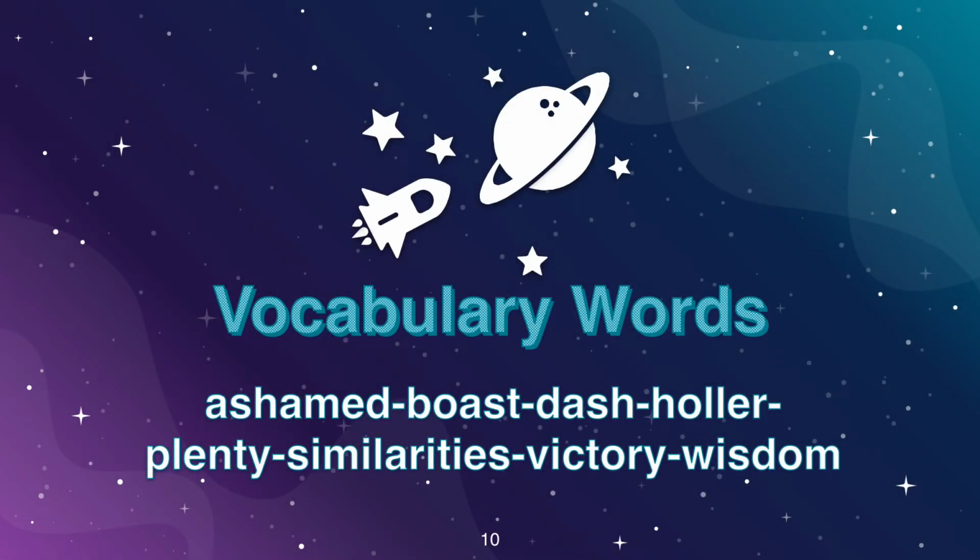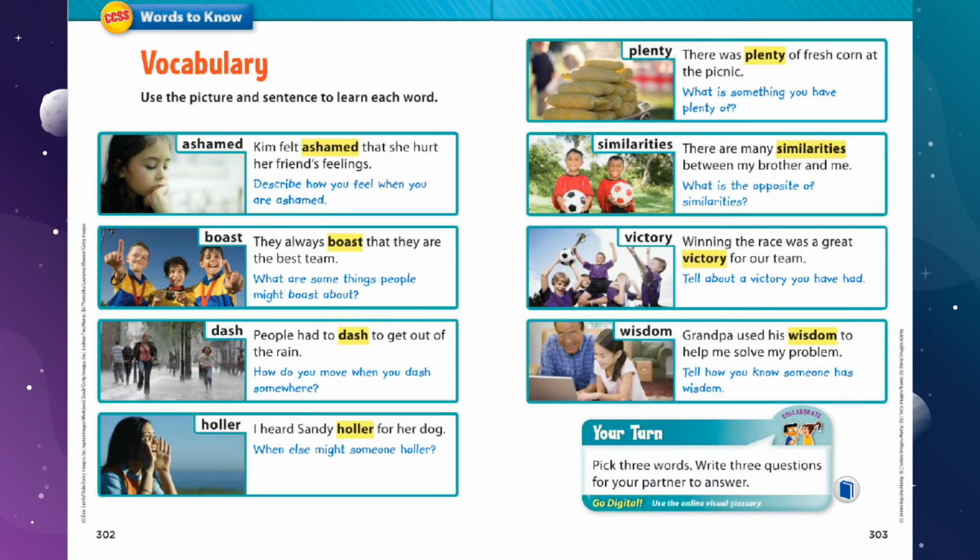Okay, everyone, so we're still in outer space, but now we're moving on to our vocabulary words. Ashamed, boast, dash, holler, plenty, similarities, victory, and wisdom. Now let's see these words in sentences so we can understand what the definition of them is. Ashamed. Kim felt ashamed that she hurt her friend's feeling.